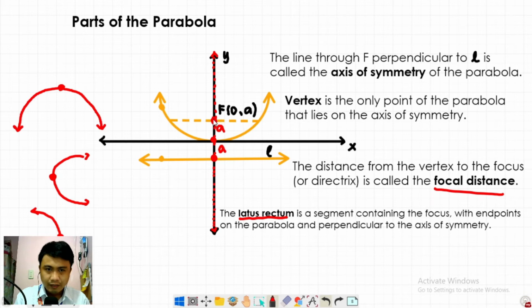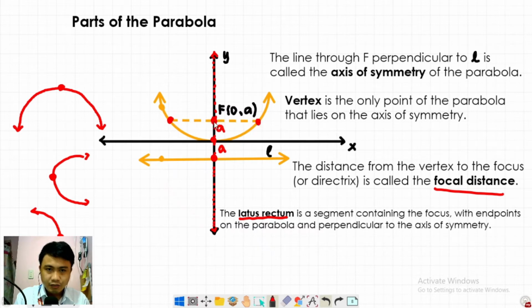Focus, segment daw siya na containing the focus F, with endpoints on the parabola and perpendicular to the axis of symmetry. So, ito po yun. Ito yung ating latus rectum. Dadaanan niya, containing the focus F, at ang endpoints po niya ay itong dalawang points ng ating parabola. Okay, so this is our latus rectum.